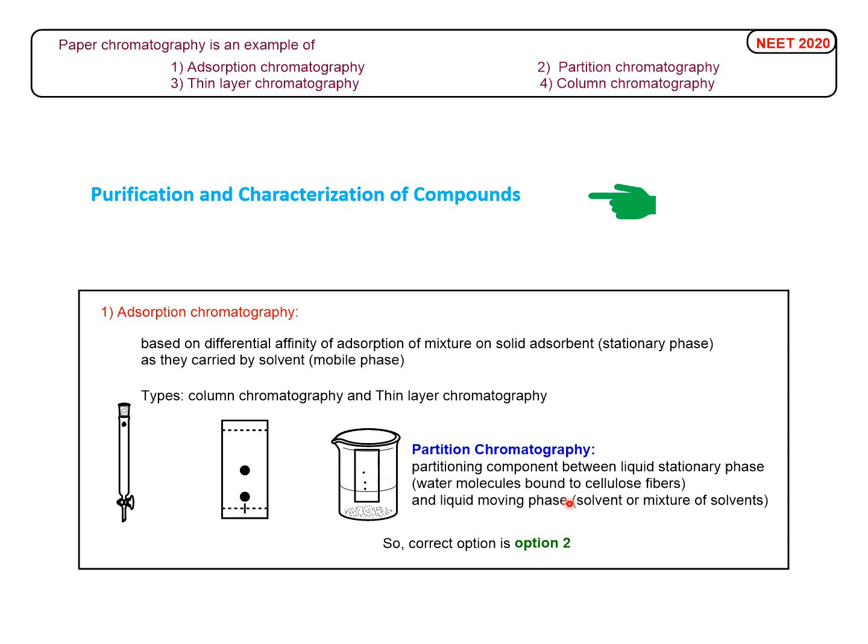So in this case, paper chromatography is partition chromatography. Here the correct option is option 2. Paper chromatography is an example of partition chromatography. So thank you guys.